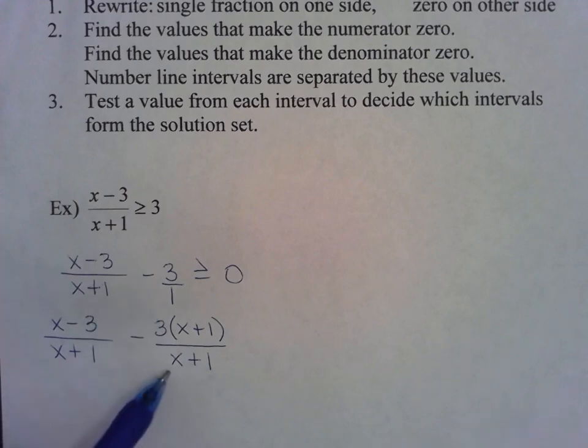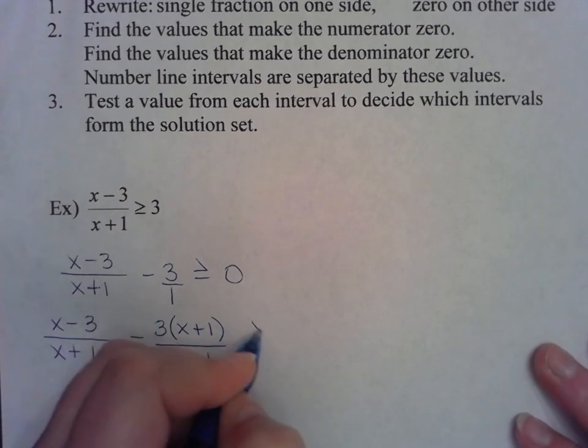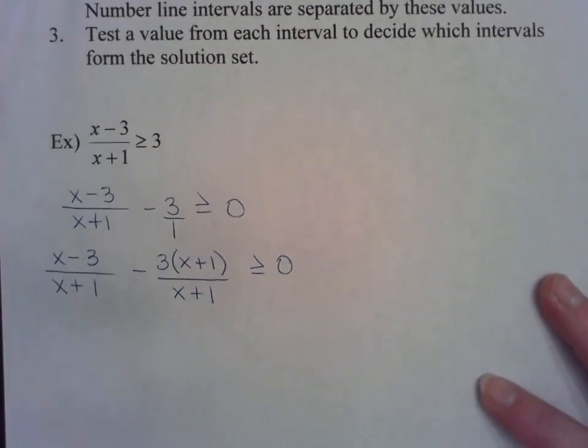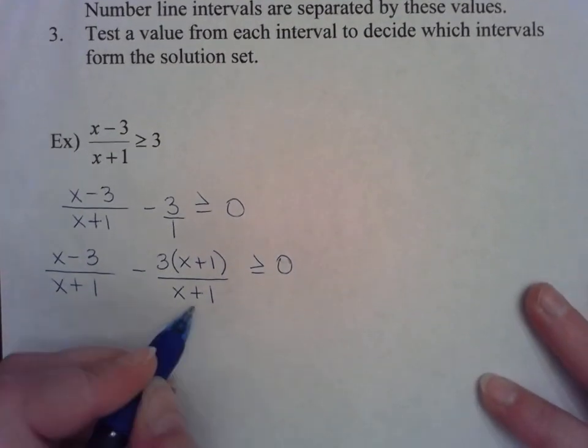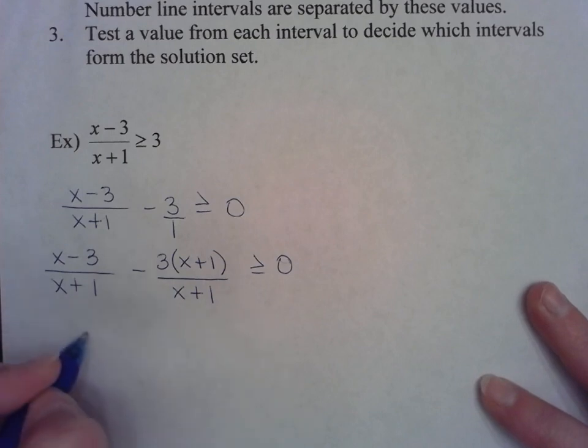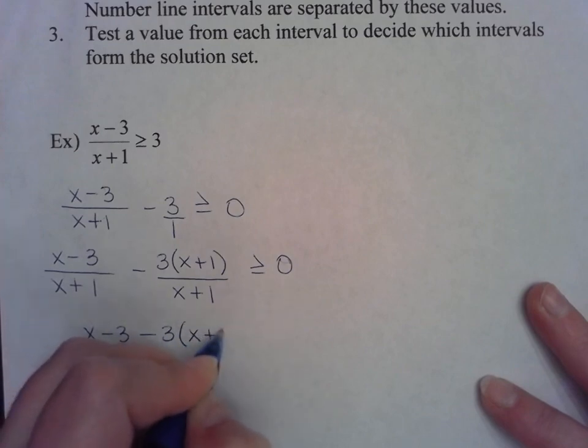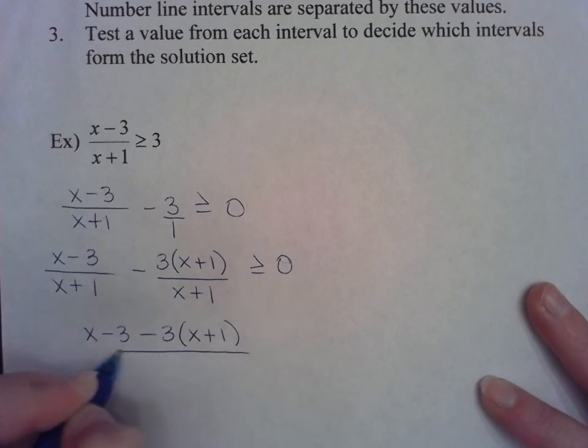And 1 times x plus 1 is just x plus 1. Okay, so now I can make it into one fraction because they have the same denominator. So I'll have x minus 3 minus 3 times x plus 1 all over x plus 1.